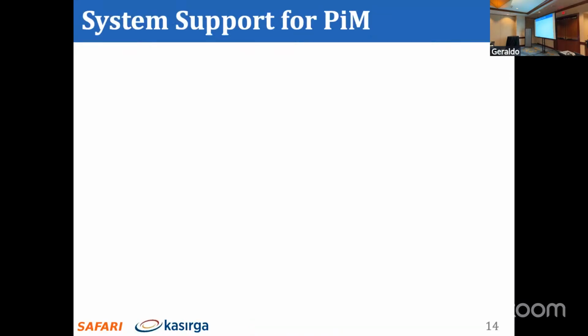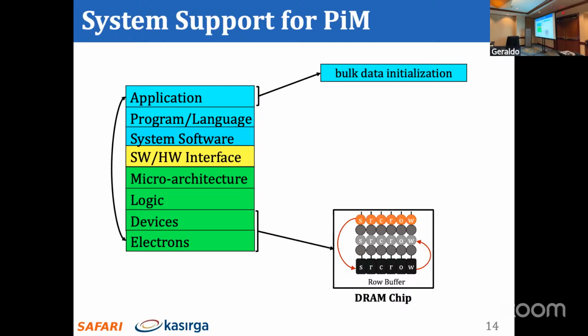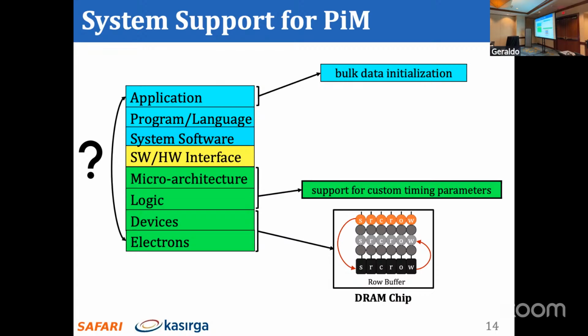So we've seen a bunch of nice processing in memory or using memory techniques that can improve system performance, right? At the application level, let's say we have some application that wants to do bulk data initialization, and we want to back this up with in-DRAM row copy operations. How do we bridge this gap in the system stack is what we're trying to answer with PiDRAM.